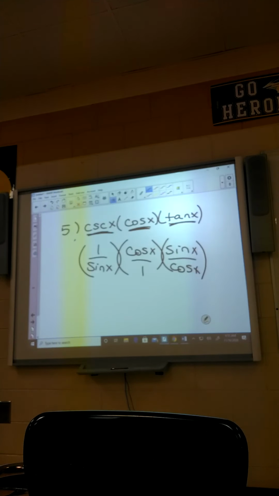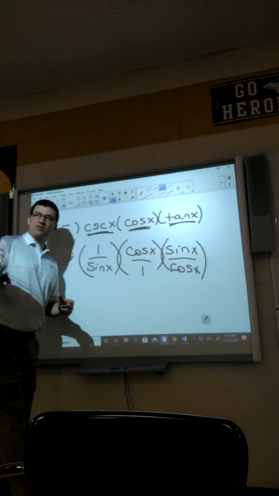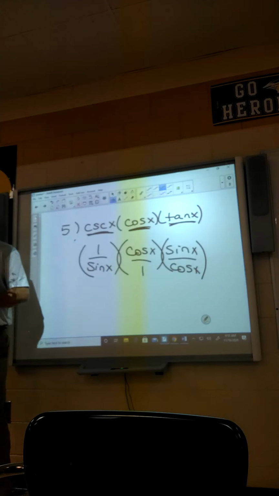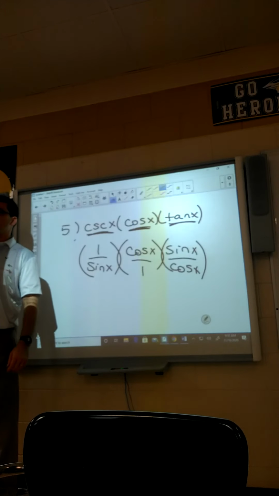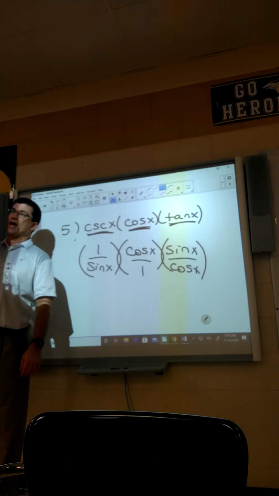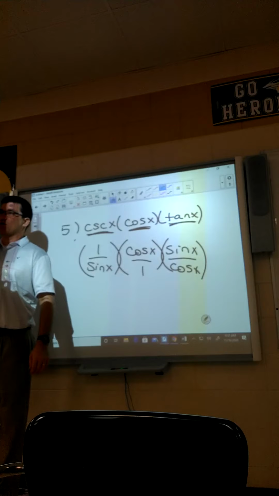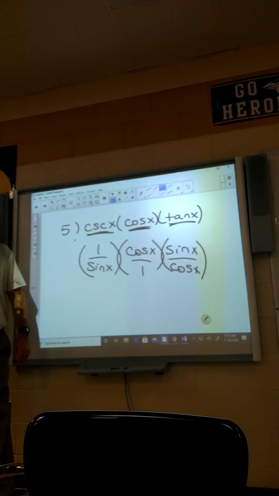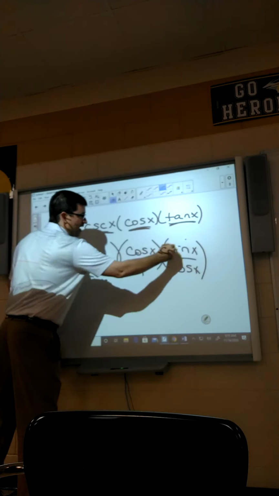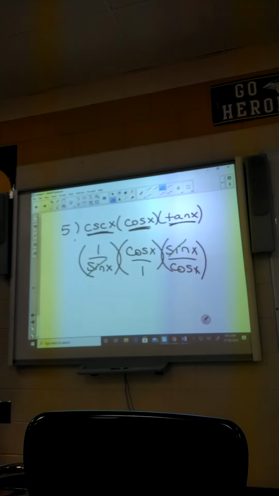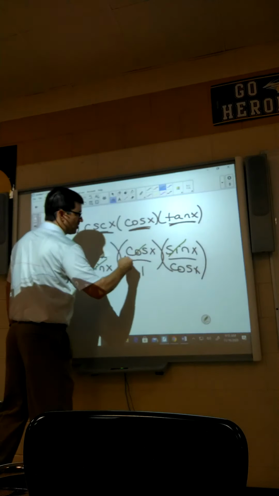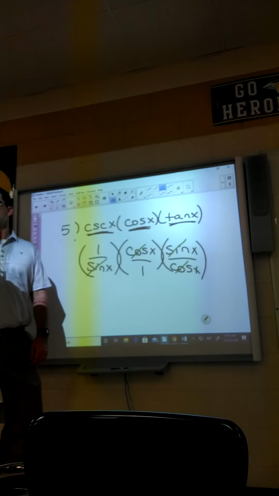All right, does anybody see anything now we can cross out? Now let's think about crossing stuff out. You can cross stuff out if it's directly on top and on bottom, or you can cross stuff out if it's on a diagonal, but you can't go side to side and cross out. So we can cross out that sine with that sine, right? Because aren't they on a diagonal? I can cross out that cosine with that cosine. What's my answer?